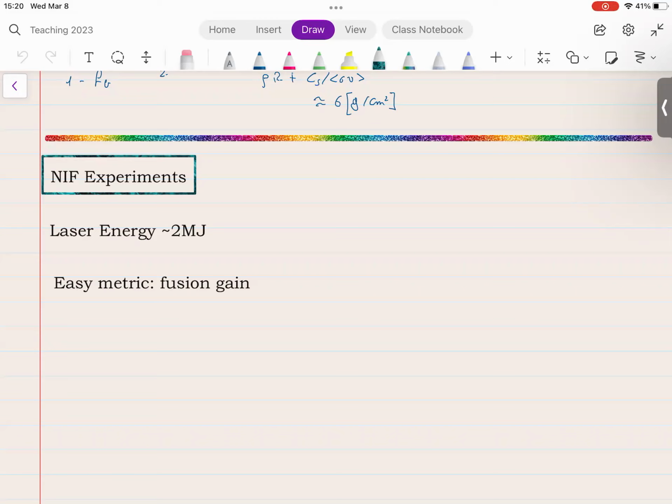Okay, the first ignition campaign was the National Ignition Campaign, from 2009 to 2012, and the idea and the expectation was to achieve ignition by 2012. It didn't happen.